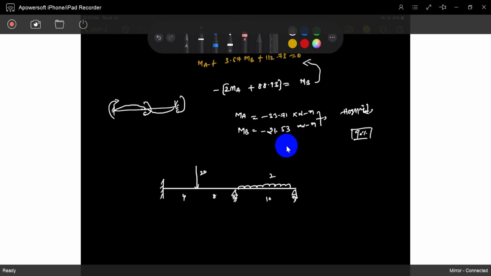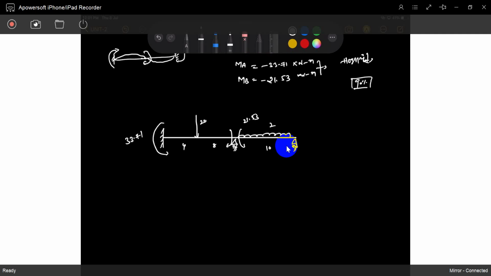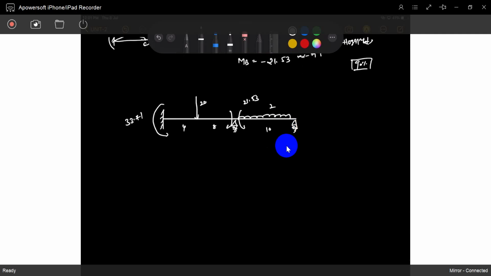So MB is what? MB is hogging, 33.71. MB is also hogging. Hogging means it will come like this, and for this span it is 21.53. What is the bending moment diagram? You can directly write it. No need to find out every span, because we already know it. So you can directly write it like this.